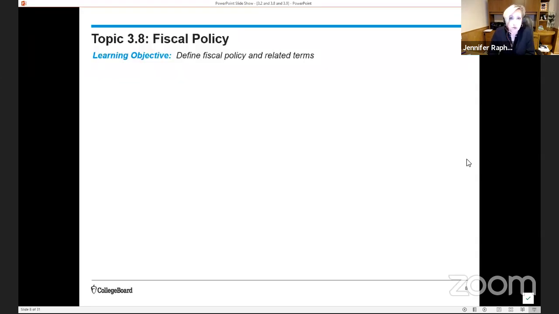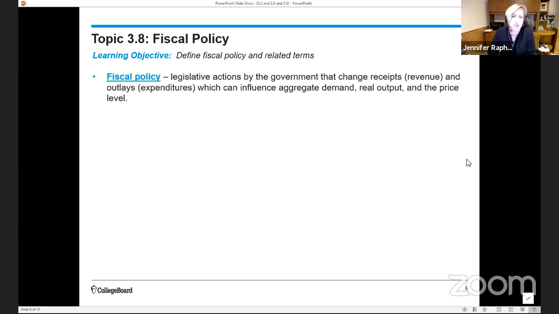All right, so we're going to start with fiscal policy. The first learning objective in the course and exam description for this topic is to be able to define fiscal policy and related terms. So we'll do that fairly quickly. I'm sure these terms and definitions are familiar to you. But as is always the case, the more precise your understanding of the term, the more application ability you have when it comes to applying it conceptually. So it's worth a review of the language that goes along with each of these terms.